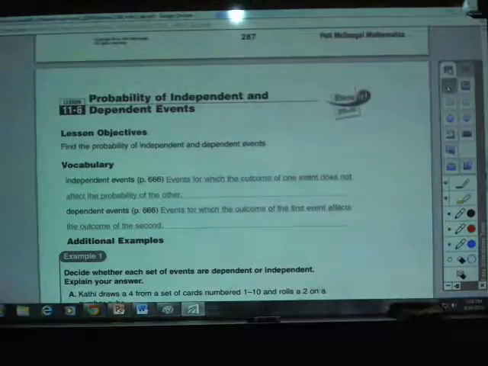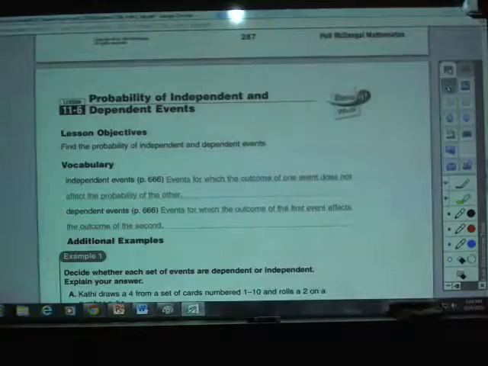They could be totally unrelated events. Like if I was talking about flipping a coin and rolling a die, those two things don't have anything to do with each other. So that would make them independent events because they're just totally unrelated. Now, they could be related though and still be independent events.